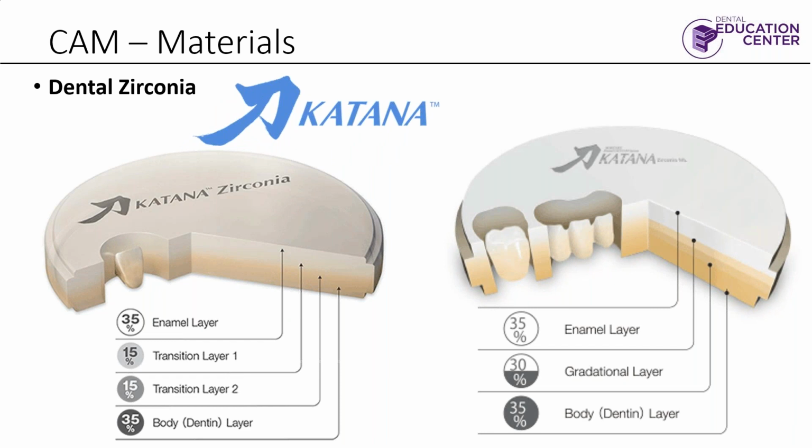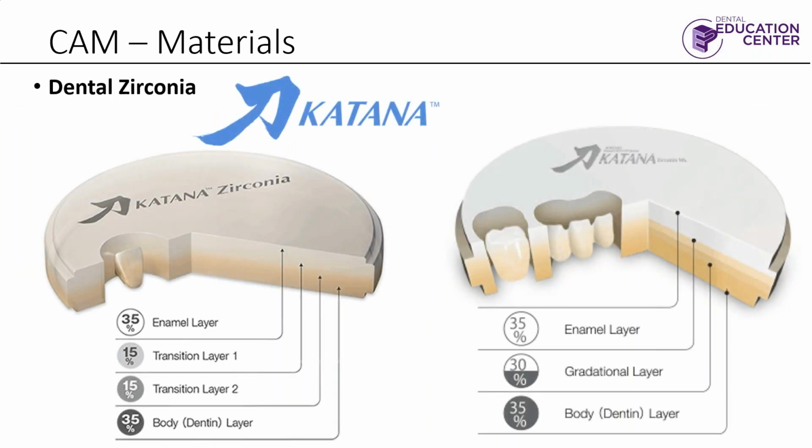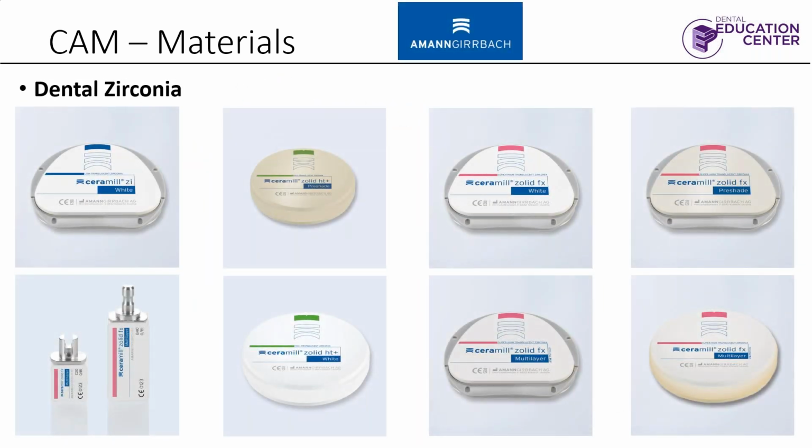Katana, very good multi-layer material. One of the first ones on the market for multi-layer. And then I decided to do Amann Girrbach. Their zirconia, they have the ZI, which is about 1,200 megapascal zirconia, the HT Plus, 1,100 megapascal zirconia, the FX, 700, 750, and that's for your high translucent. You mill this thin enough that you can see the dye right through it.